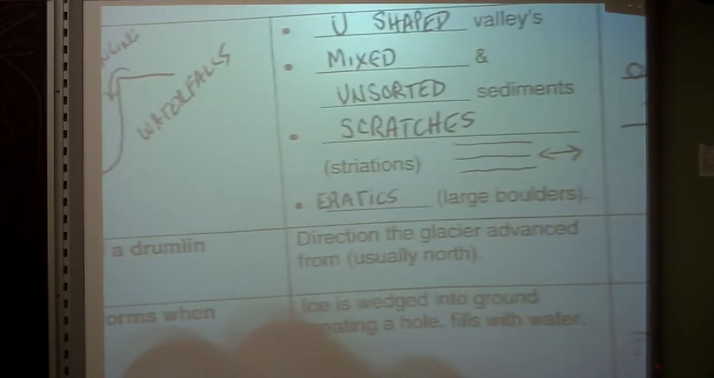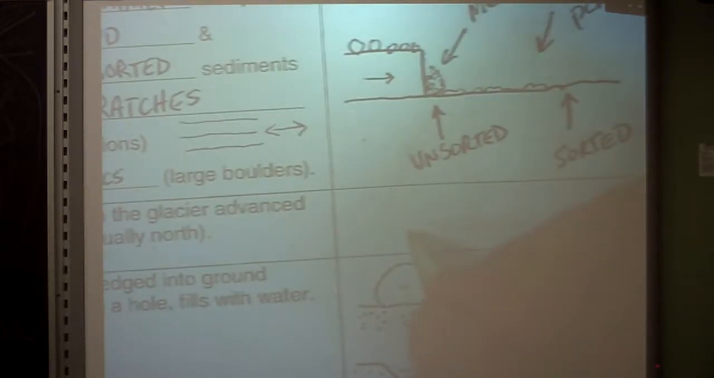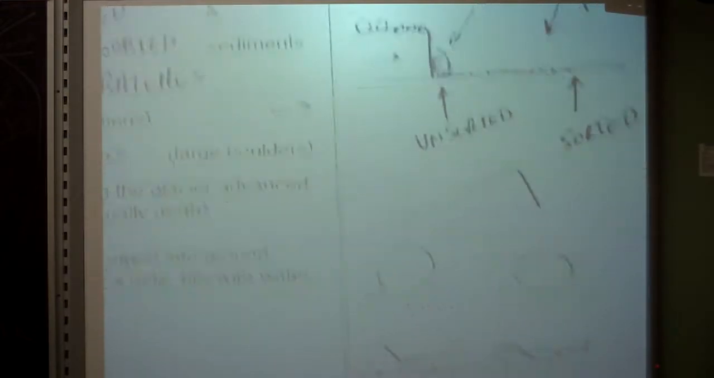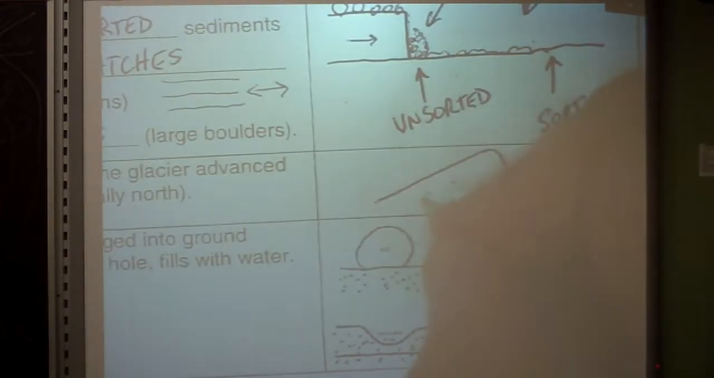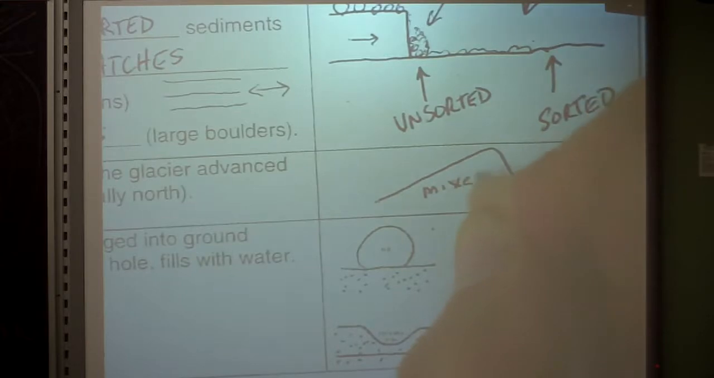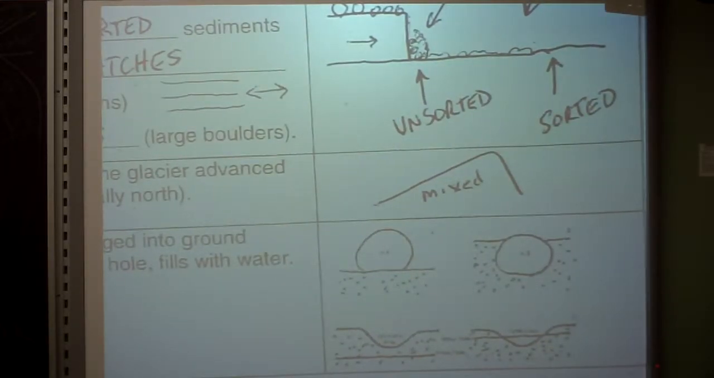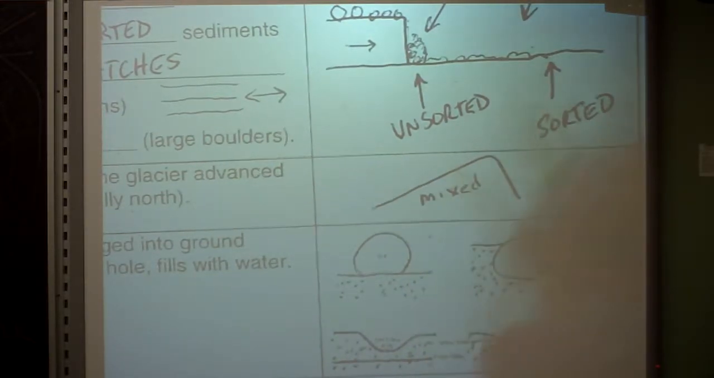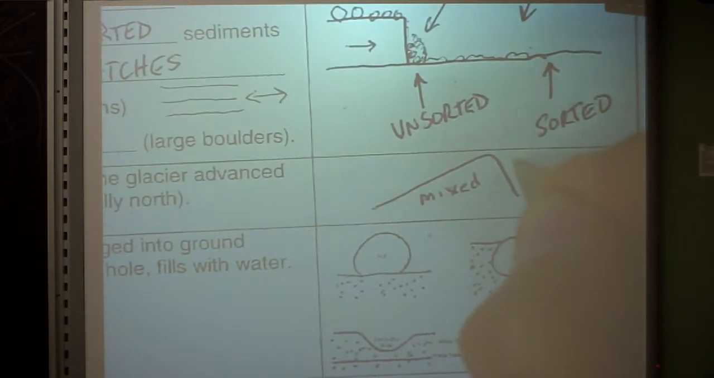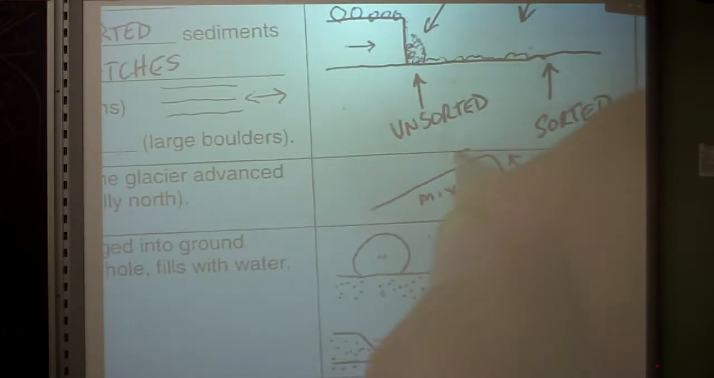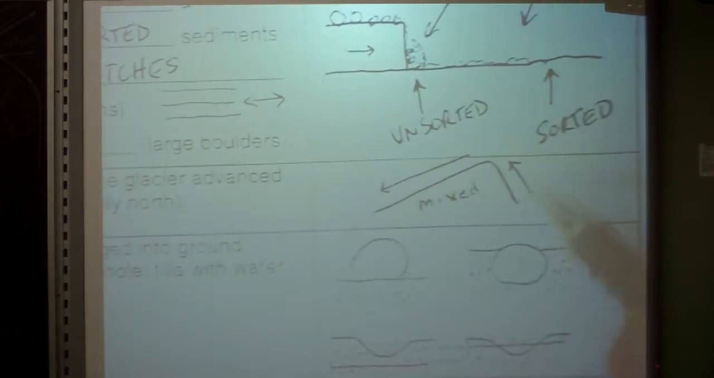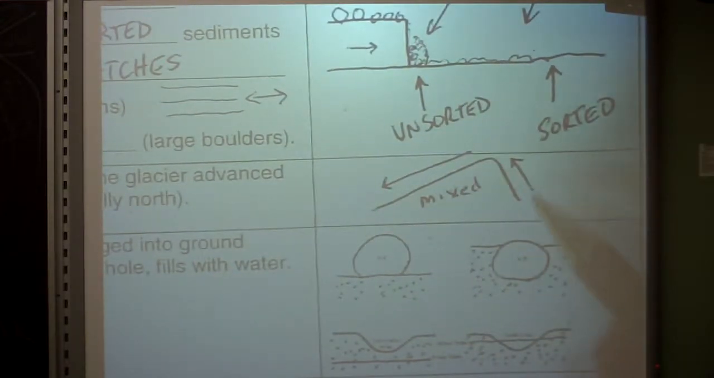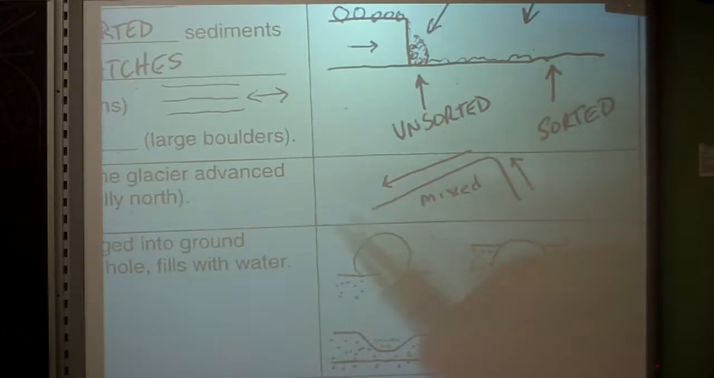One type of structure you can get is a drumlin. A drumlin is a big hill that looks a lot like a sand dune. It's made of mixed, unsorted materials. But here's the thing. Sand dunes, we said the wind went up this way to create the sand dune. But in a drumlin, it's almost like going to the playground and going down a slide. You go up this side and you go down this way. So the glacier motion is up the steep side and down.